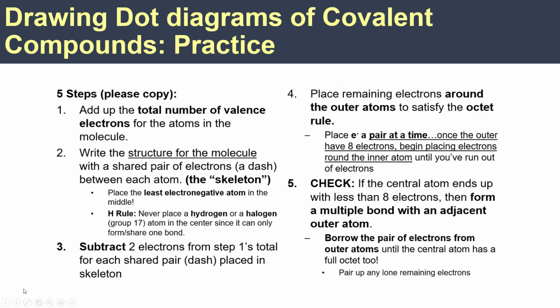Now, you're probably sitting there at home thinking to yourself, wait a second, we have not used step 5 yet, which is in a case where your central atom winds up with less than 8 electrons, and we have to form a multiple bond. Well, guess what? This next example is going to have you guys have to do that. So let's do this one together, and then we'll set you free to try one on your own.